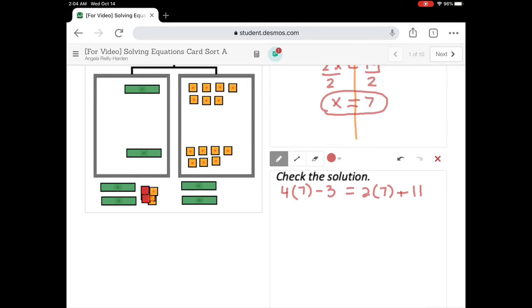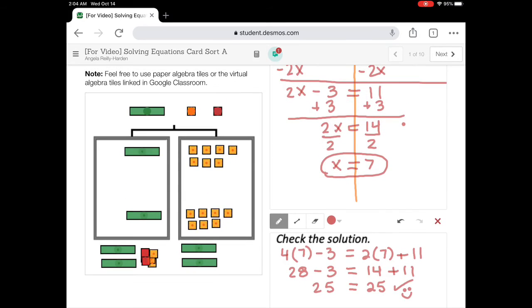Okay, so on the left side, 4 times 7 is 28 minus 3. On the right side, 2 times 7 is 14 plus 11. Back to the left side, 28 minus 3 is 25. Back to the right side, 14 plus 11 is also 25. So that means the solution of x equals 7 is correct.